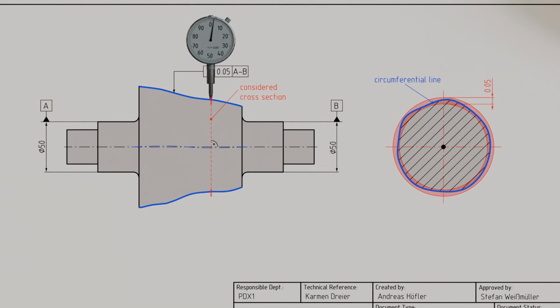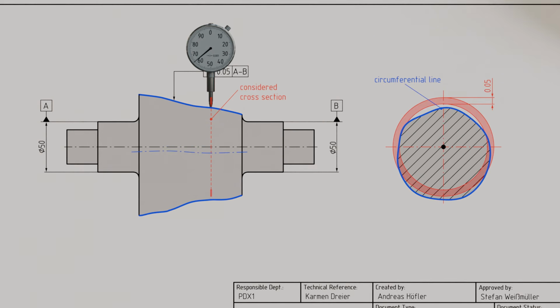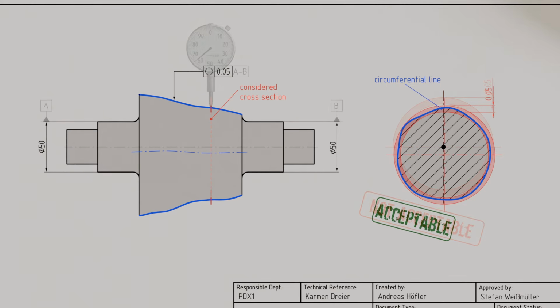For example, if the conical shaft section were manufactured too eccentrically due to production errors, this would immediately be detected during the runout inspection and lead to rejection accordingly. If, on the other hand, we had only tolerated roundness, the tolerance ring could be shifted so far that the circumference line might lie completely within the tolerance zone. The part would then be considered acceptable.